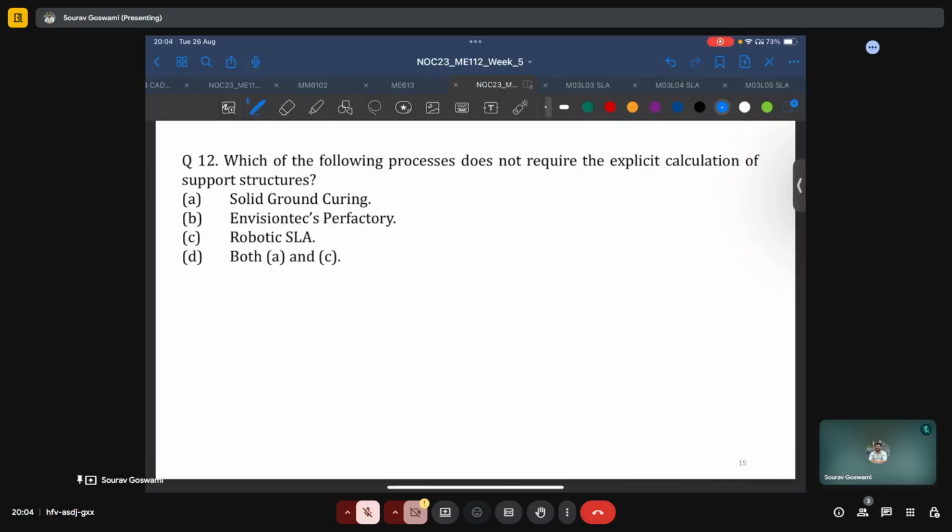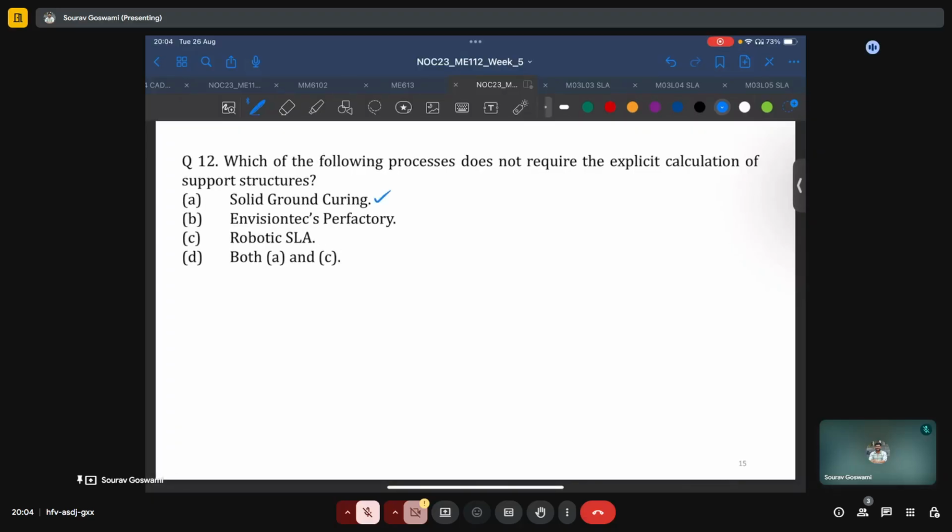Now, as I just said, in the case of solid ground curing, the wax itself acts as the support material, and this wax is spread over the entire layer without explicitly calculating for regions requiring this support. As we use a mask, which is the negative of the region to be cured, and in all the uncured regions, wax will be deposited. So it does not require the explicit calculation of supports.